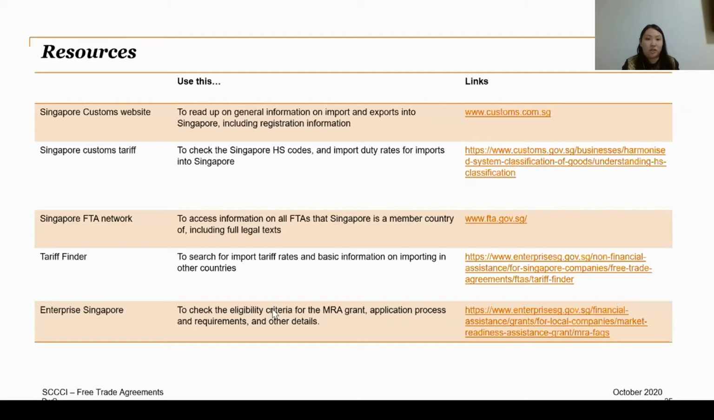The tariff, you can check the HS codes in Singapore. So remember, the first 6 digits are the same, mostly throughout the world. And then the Singapore FTA network has all the legal texts of the agreements that Singapore is a member of. So if you're asking where to check the legal text, this is where you will be able to find them. So you can download the legal text and read them at your leisure if you would like. I recommend starting with the Trade in Goods chapter, and then also the Rules of Origin.